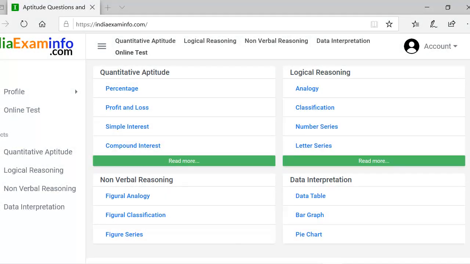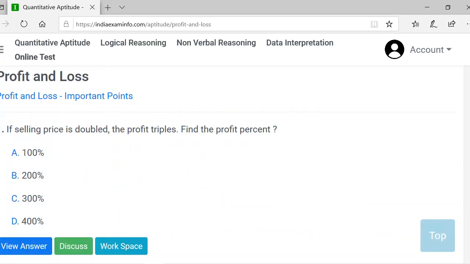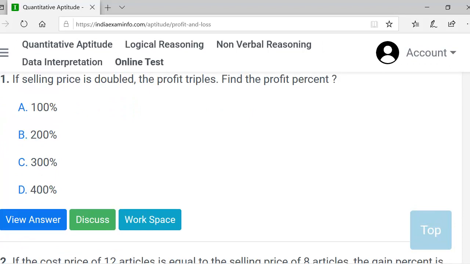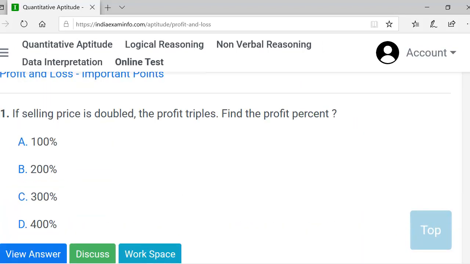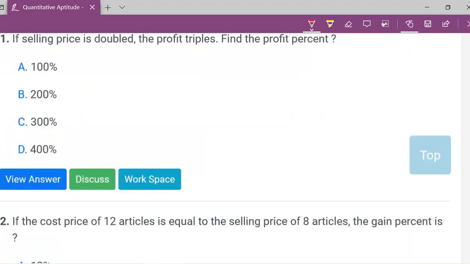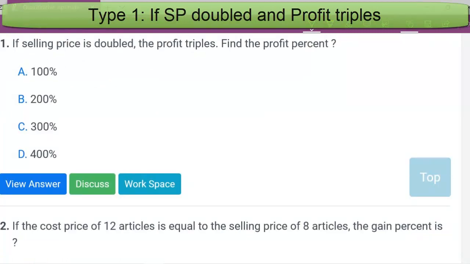Okay, so let's start with the first question type. Here I have opened an online resource, then I'm clicking the topic profit and loss, and here's the question. First I'm taking question number 1. It says: if the selling price is doubled, then the profit triples. So find the profit percent.